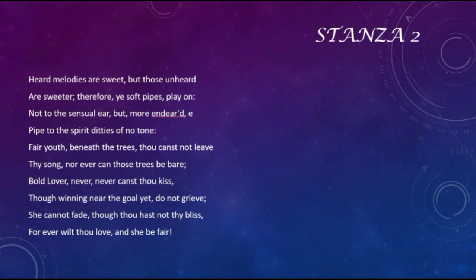They will be evergreen. And bold lover, never canst thou kiss, though winning near the goal yet, do not grieve. In these lines, the poet sees that here is the picture of a lover trying to kiss his beloved, but he can never kiss her. The poet asks this lover not to feel sad at his inability to kiss the girl. The lover would find sufficient consolation because his beloved will never grow old.